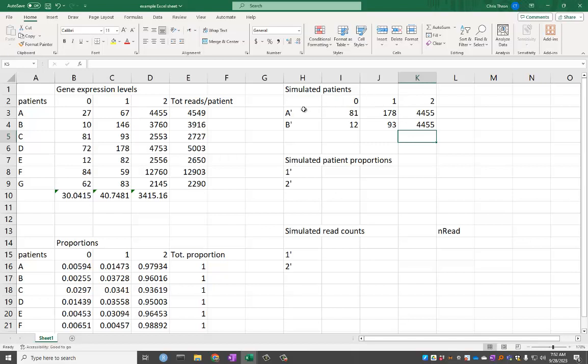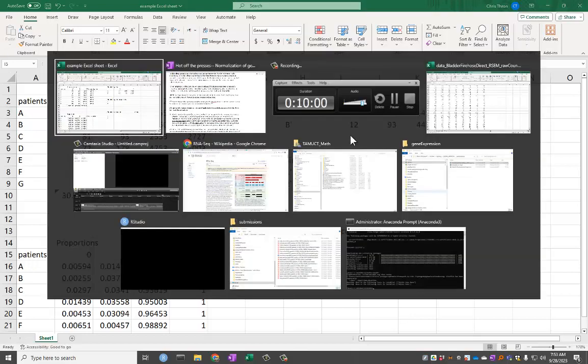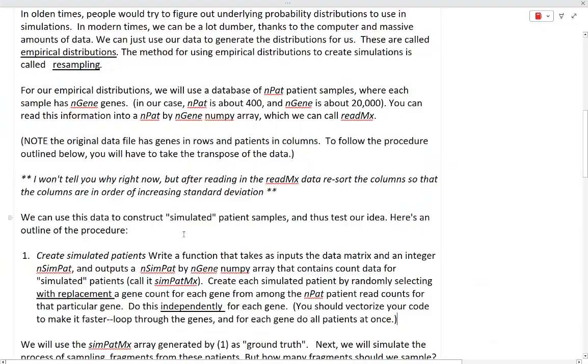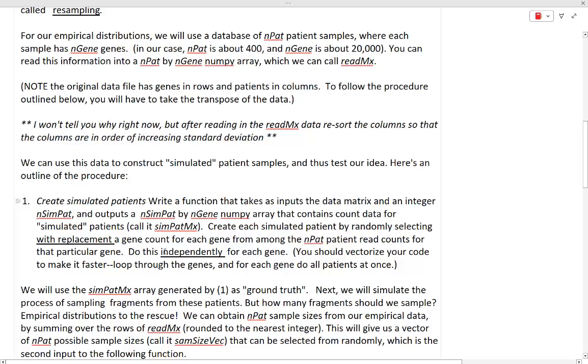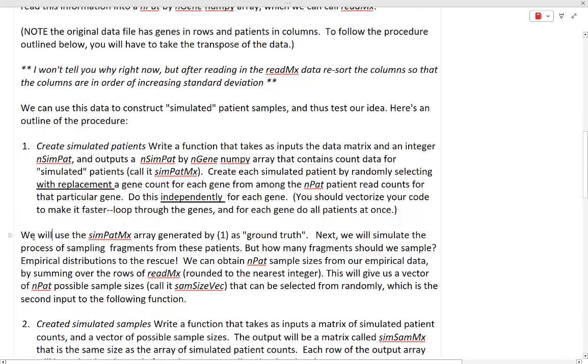I say that this patient A prime actually has this expression level for gene 0. So what I'm going to do is create observations that will try to recover these actual expression levels. That's where we're going next. All right, so that's what you do for each patient. So we will use the sympat matrix array generator 1 as ground truth.